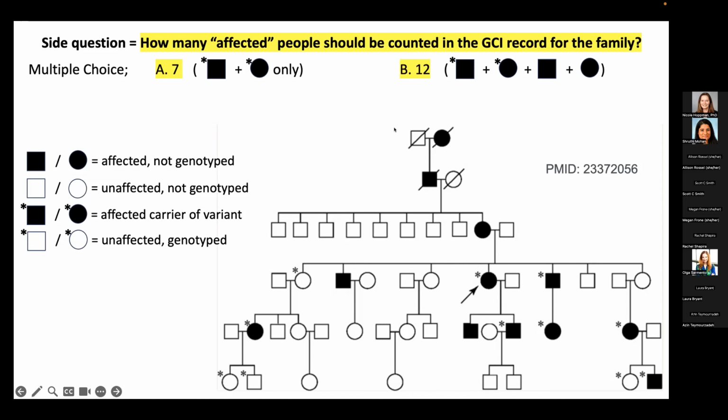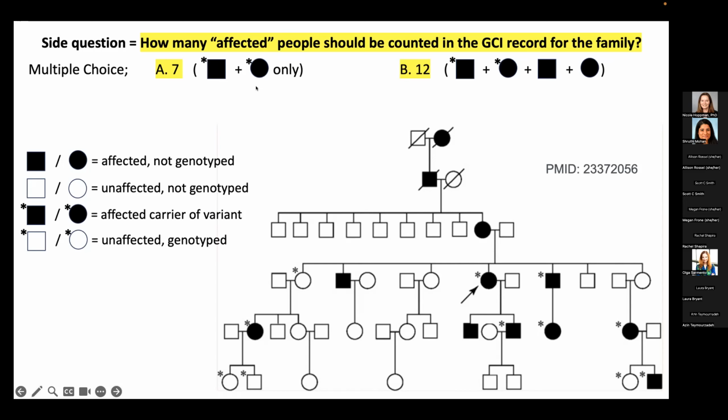So I wanted to ask you a side question, a trivia question. How many affected people, if you're doing your gene curation record, would you count in this family? The options are, my instinct when I got started: maybe I'll count up all the shaded people, including the folks at the top of the pedigree. We know they're affected, so should I enter them in that box in the GCI? Or is segregation evidence really just asking us about phenotype positive, genotype positive folks, in other words, these folks that are shaded and have the asterisk?